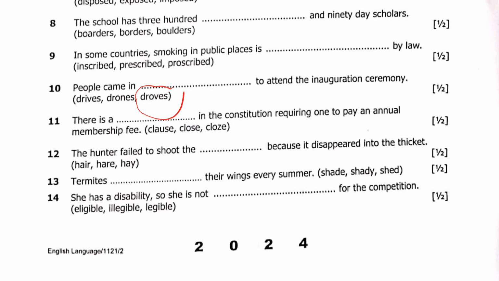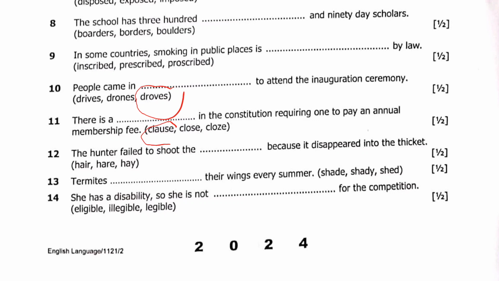There is a dash in the Constitution requiring one to pay an annual membership fee. There is a clause. Now, which clause? It is the first one here. There is a clause in the Constitution requiring one to pay an annual membership fee. All right. Let's go to 12.